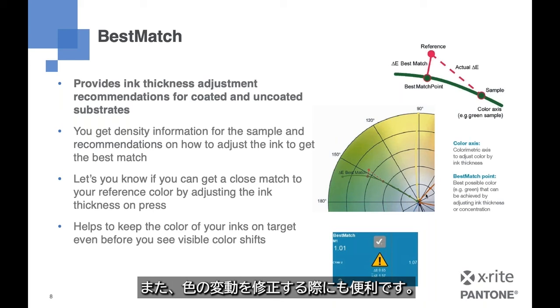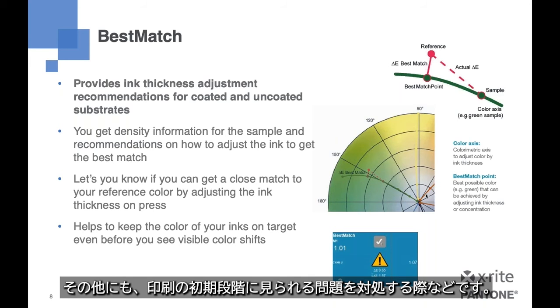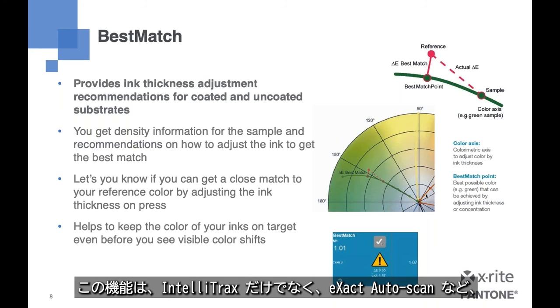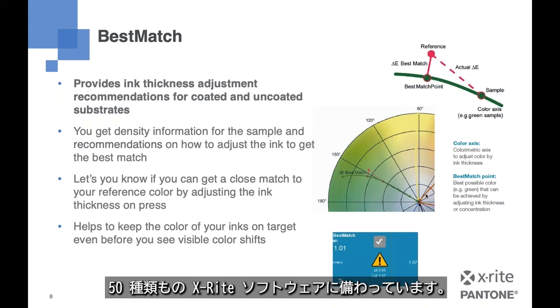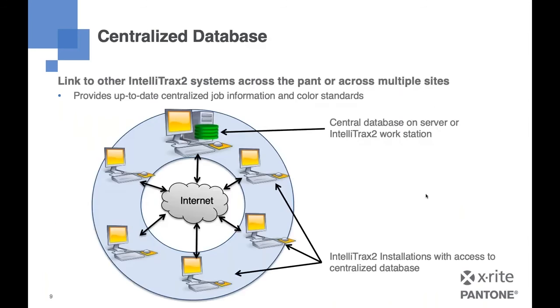And it helps the press operator also to see possible shifts in colors or whatever during the press run at a very early stage. So this function is available with the X-Rite software, with IntelliTrax, but also with the Exact AutoScan.